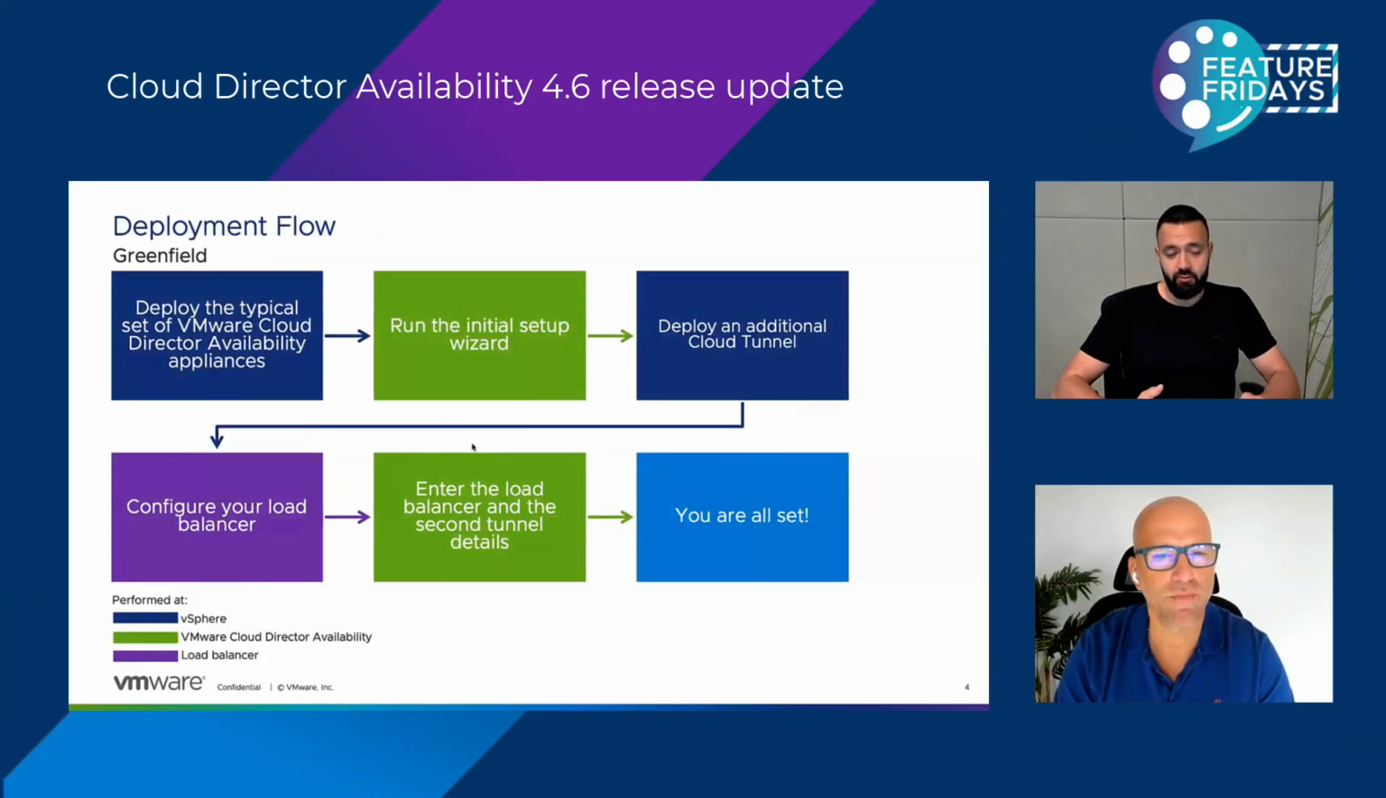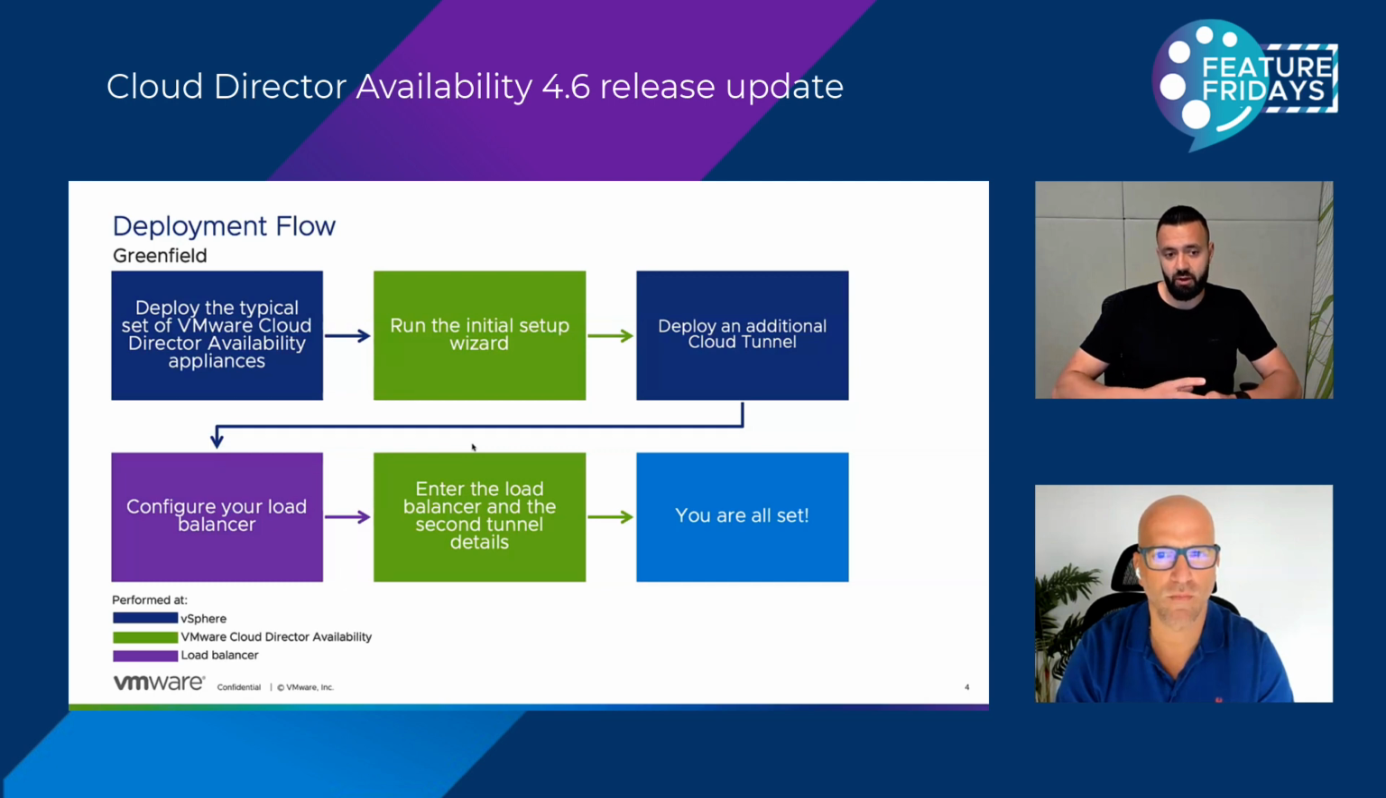Okay, very briefly on the deployment flow and what has changed here. So we have the same steps to deploy the appliances. This is for a new environment. We deploy all the appliances, run the initial setup wizard. In it, we only specify the first tunnel, so there is no change in this process. Then we have to deploy the additional tunnel, configure the load balancer, the virtual service pool, everything there.